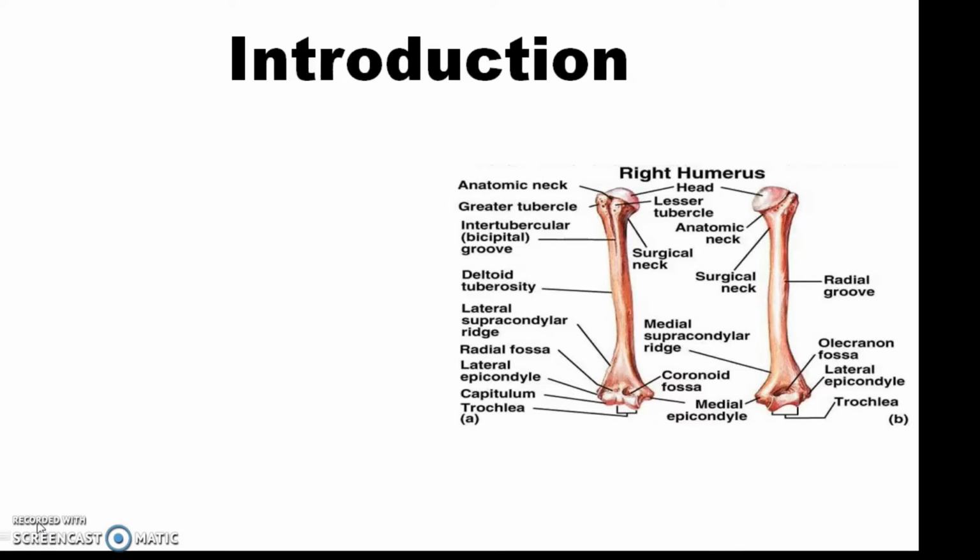Now going into the introductory part, here what you are seeing is two views of the humerus bone, that is, the right humerus is shown here. One is the anterior view, another one is the posterior view. So this is the anterior aspect and this is the posterior aspect.